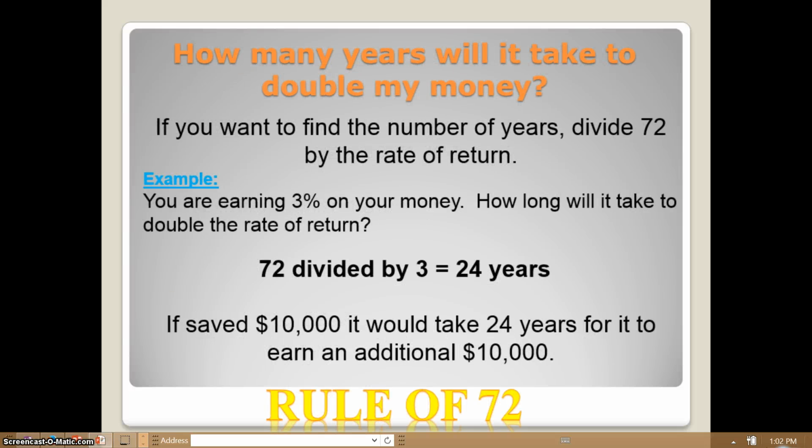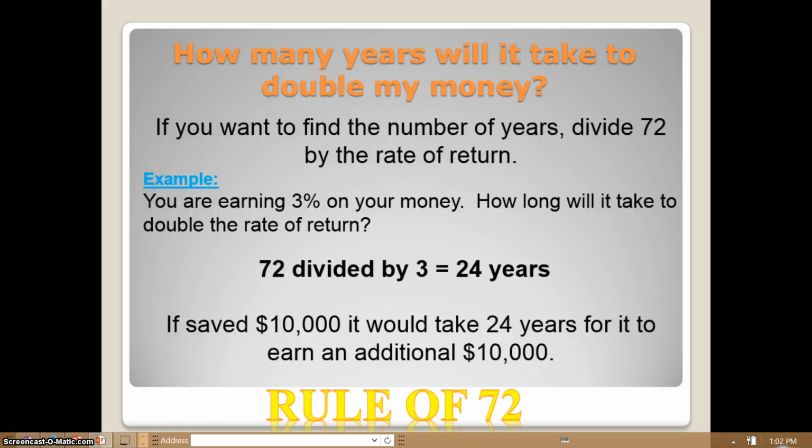So when you're planning to save, how do you know what interest rate you need to be able to save for a certain period of time? Or if you know what your interest rate is, what will you earn after a period of years? We call this the rule of 72, and it says how many years it will take to double your money. If you want to find the number of years, you always divide 72 by the rate of return that the account will give you.